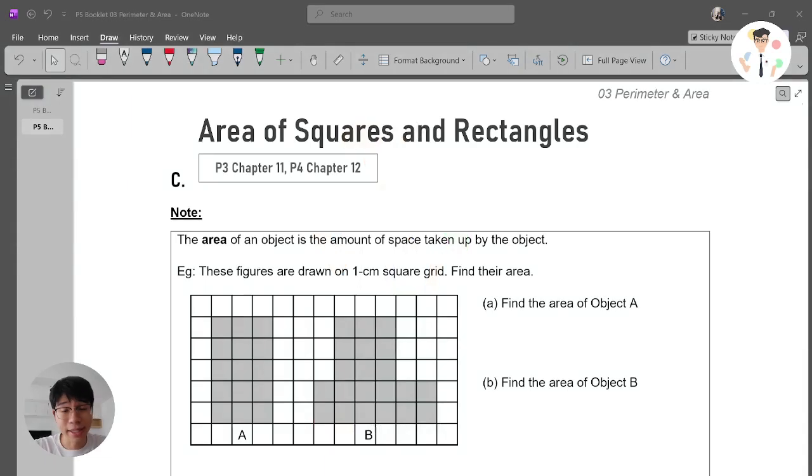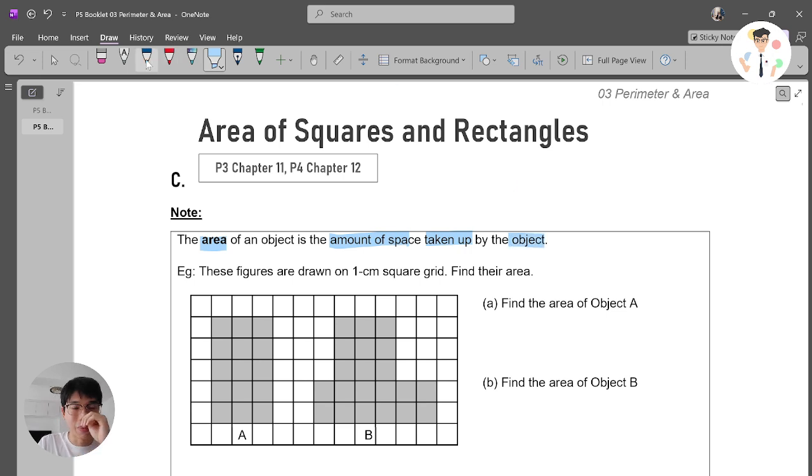Welcome back to your class, and now we're looking at area of squares and rectangles. Again, we have done with perimeter, and now we are focusing on area. But what is an area? Area is actually the amount of space taken up by an object.